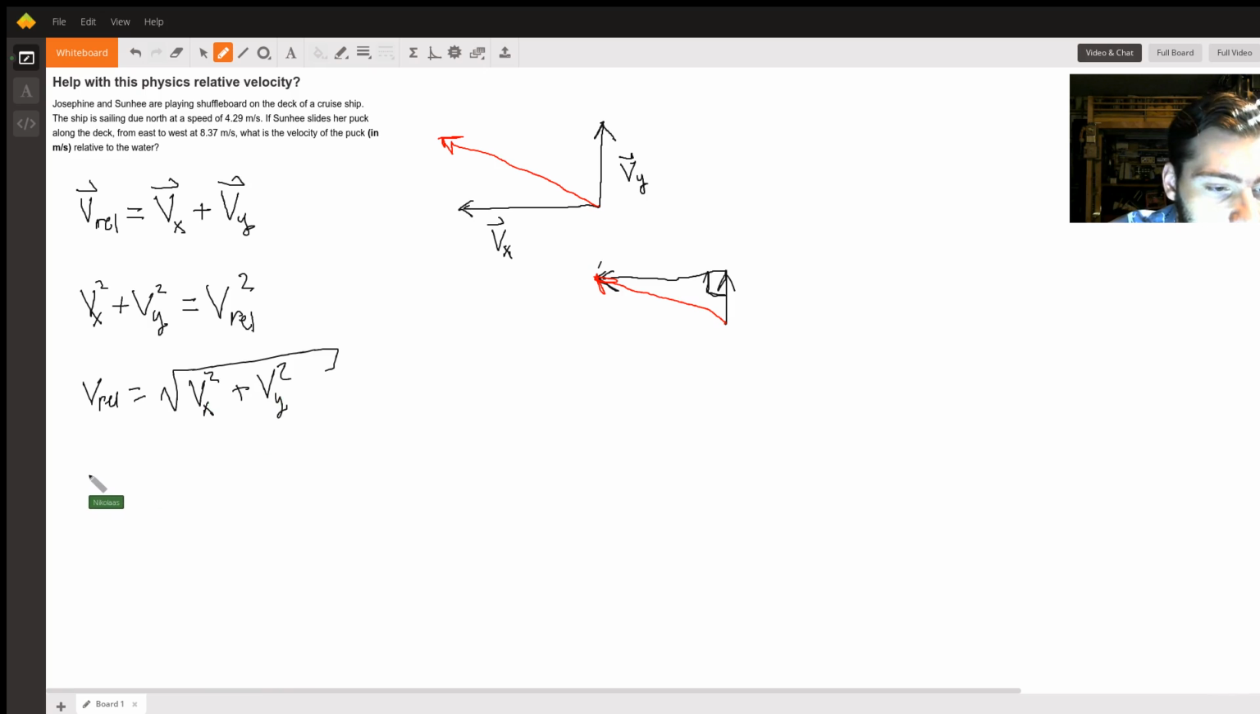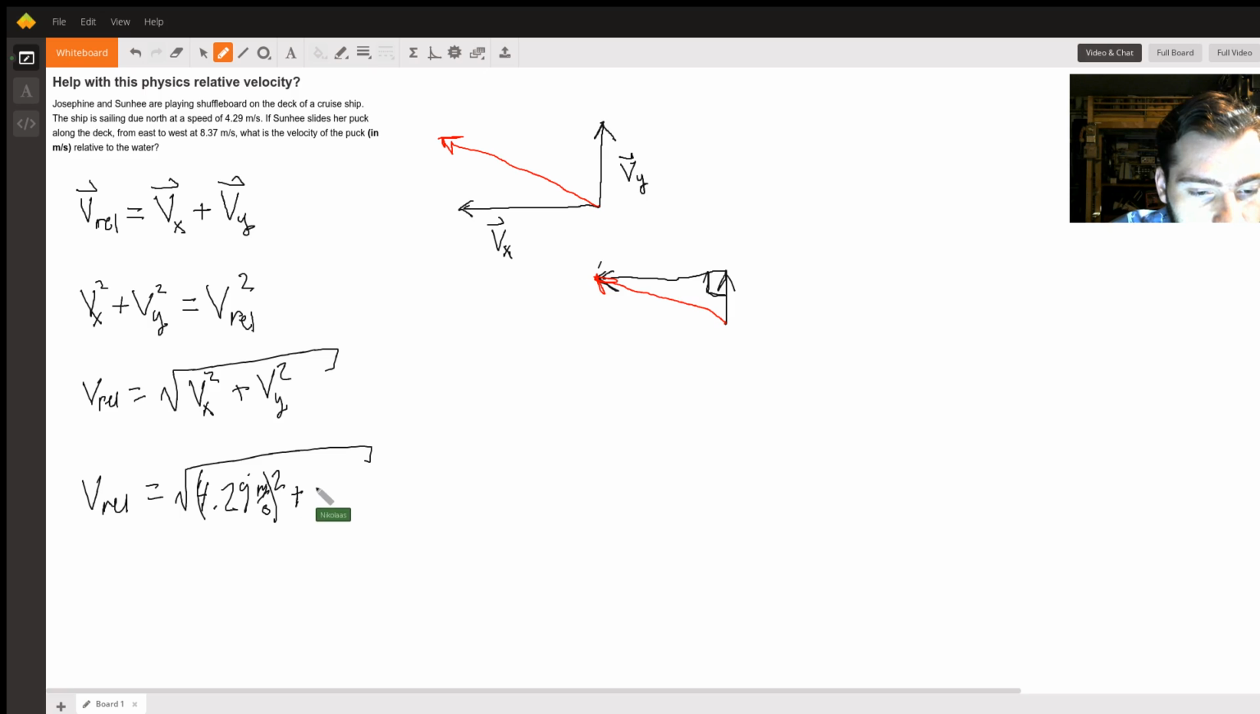Let's plug our numbers in. That's the square root of 4 point, I got them backwards, so I'm doing v sub y first, but that does not matter because it's a sum, meters per second, quantity squared, plus 8.37 meters per second, quantity squared. Once you plug all that into a calculator, we get that the relative velocity is 9.41 meters per second.